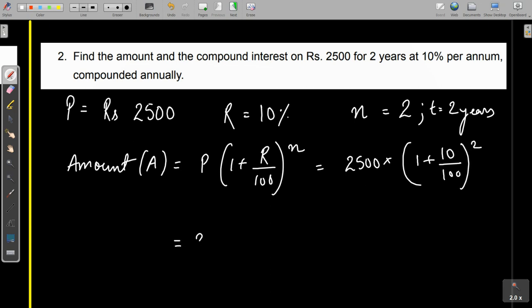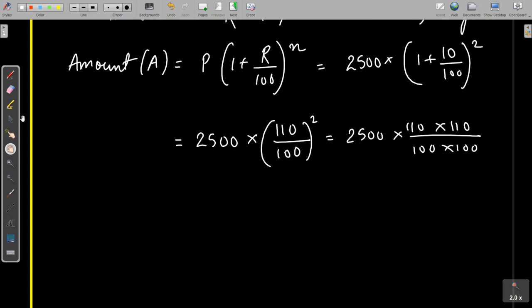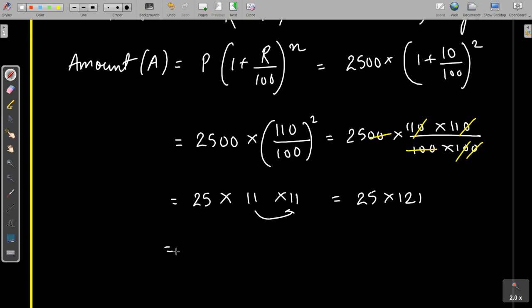On solving this, we would get 110 over 100 squared, and this can be rewritten as, right? From here, we can cancel out stuff that we know can be cancelled out. So these zeros can be cancelled out, this can be cancelled out with this, and this can be cancelled out with this. So what am I left with finally? I'm only left with 25 multiplied by 11 multiplied by 11. We know the multiplication of these two is 121. So 25 multiplied by 121. On multiplying this, what would we get?